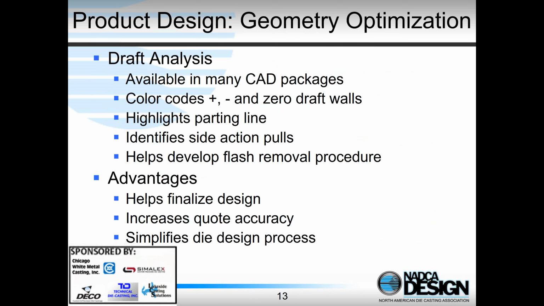Now, most CAD packages, of course, will do a draft analysis for you, and you can get a color coding, green or yellow or whatever, to identify different parts of the casting. So this helps us identify where the parting line should be, and I'll show an example in a second of how features need to be produced with slides in terms of a side action pull. This also helps to show where flash is going to show up. Obviously, flash is going to show up where we have parting lines.